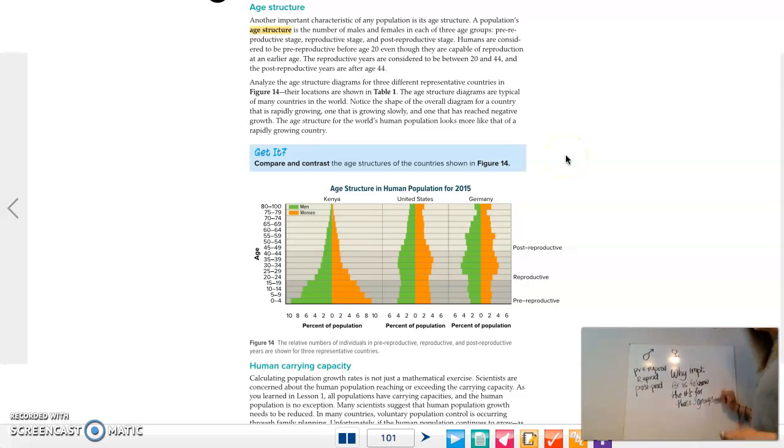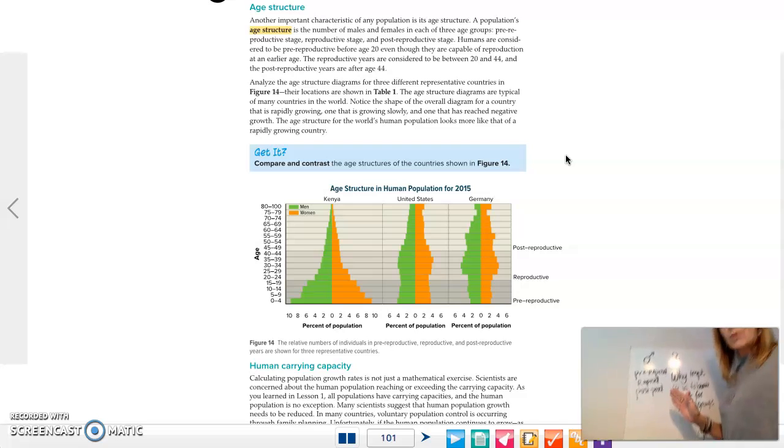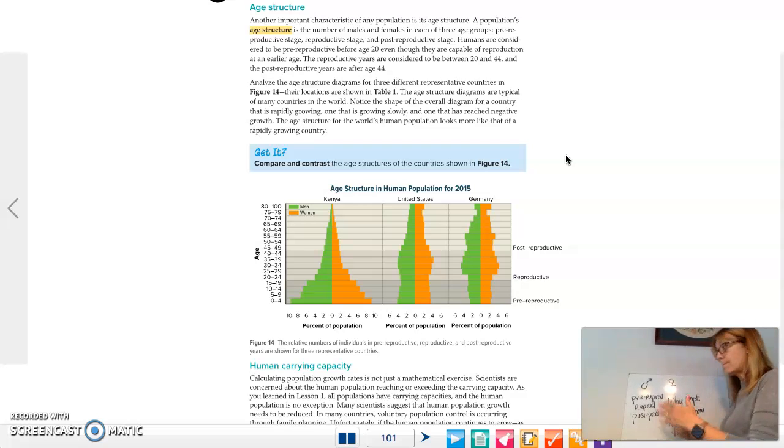All right, so in your notes somewhere, it's a really good idea. Why is it important for us to know the numbers for each of these 3 groups? Pre-reproductive, reproductive, and post-reproductive, and understanding males and females, right? So why is it important that we separate them between males and females? And why is it important that we look at the 3 age groups?